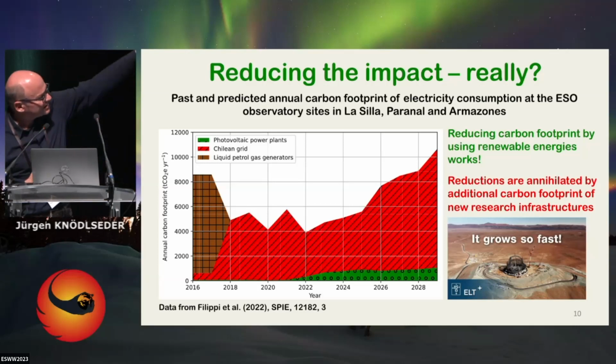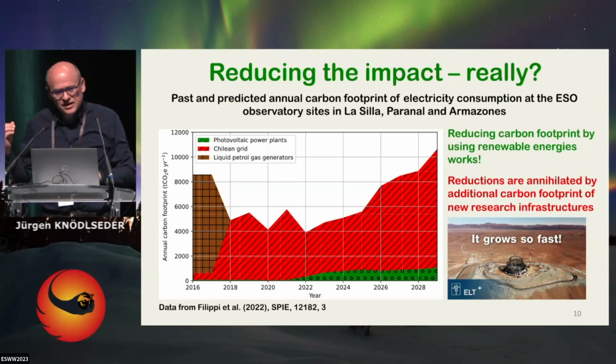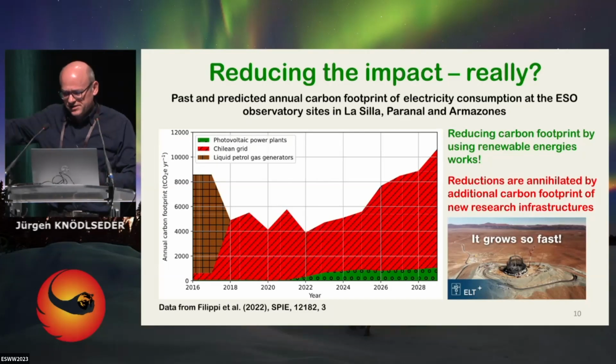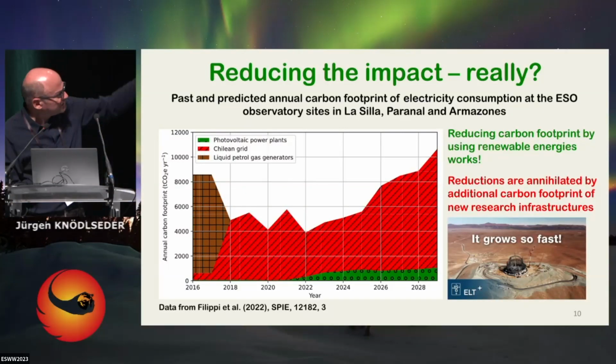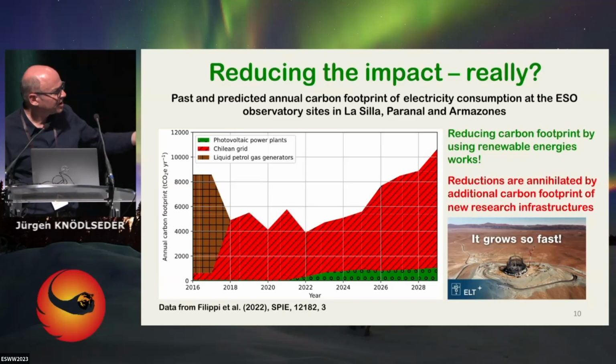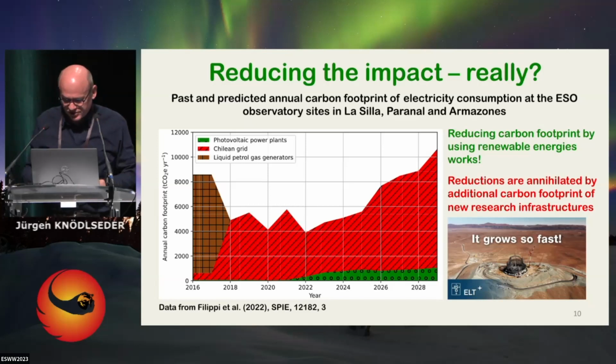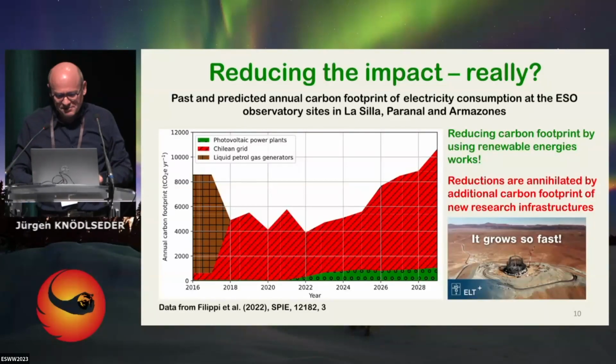And as you see, at the end of the decade, the carbon footprint of their telescopes will be bigger than it was in 2016, despite all these efforts to reduce the footprint over there. So you see very clearly that the reductions are always annihilated by the additional carbon footprint of new research infrastructures. You can say, well, this is just one example.